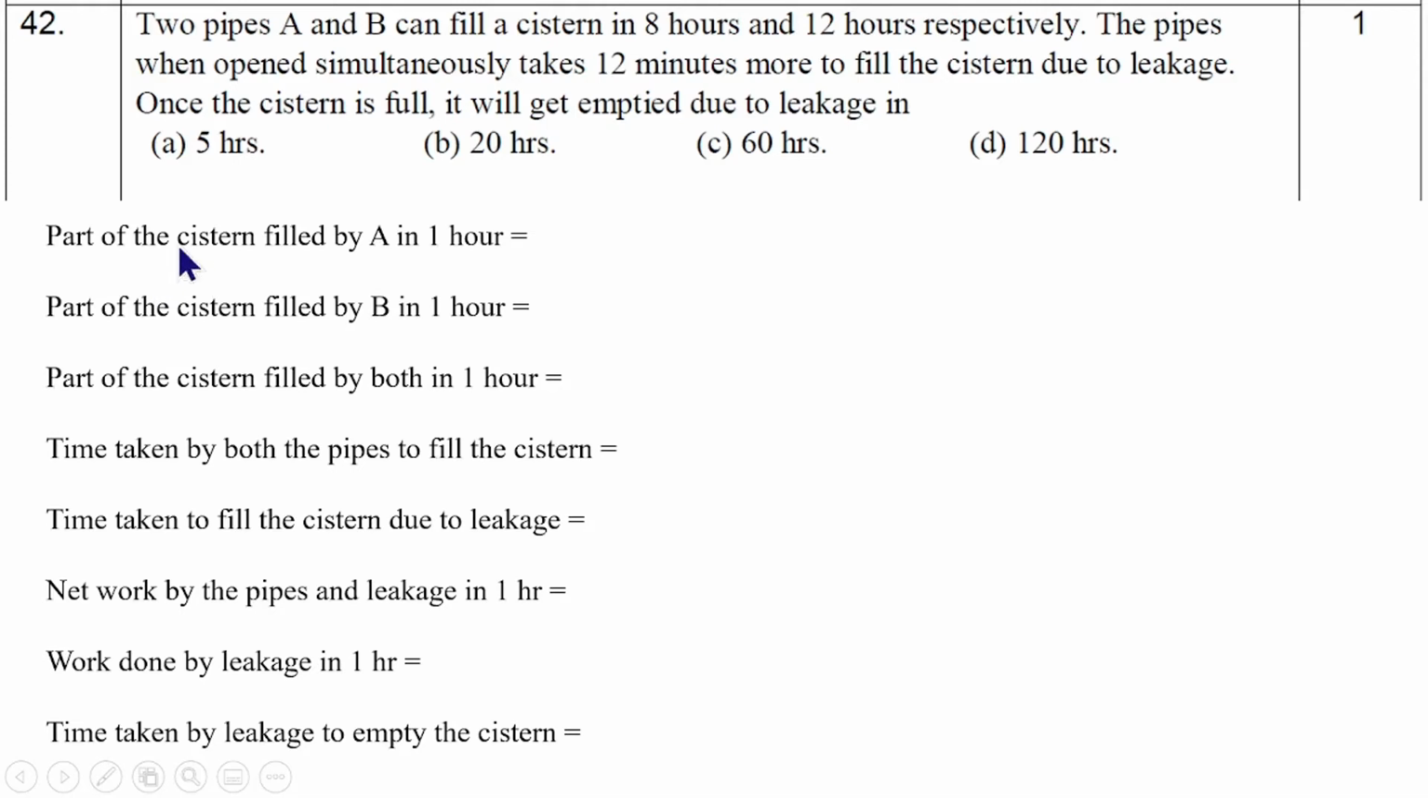So here it is given A can fill the cistern in 8 hours. So part of the cistern filled by A in 1 hour will be 1 by 8.